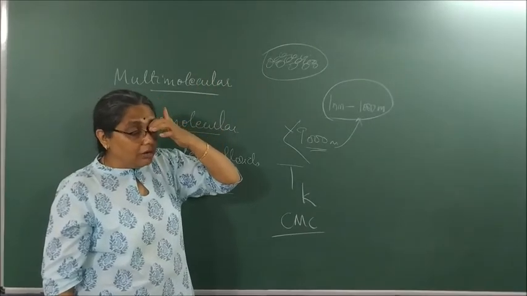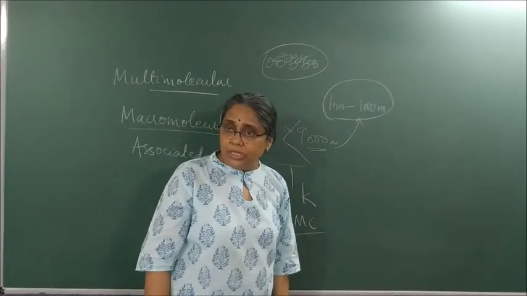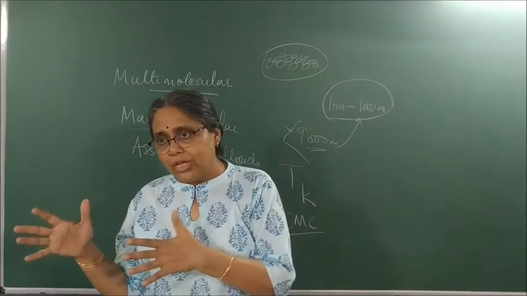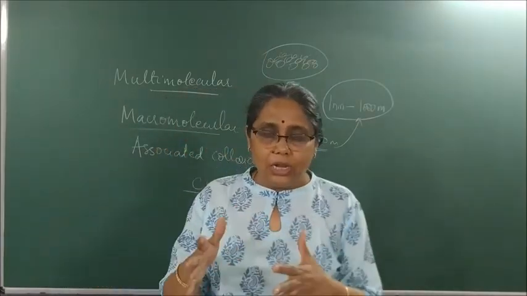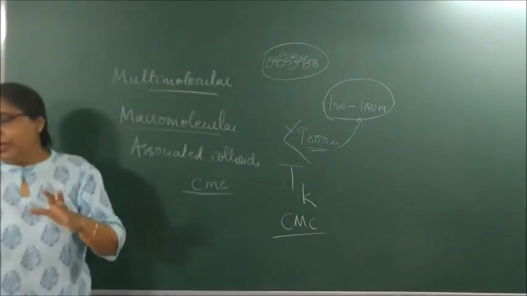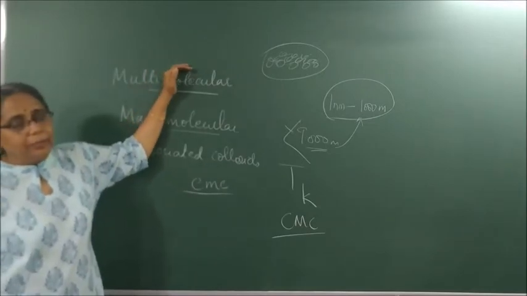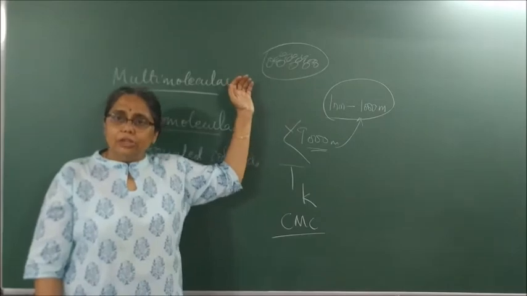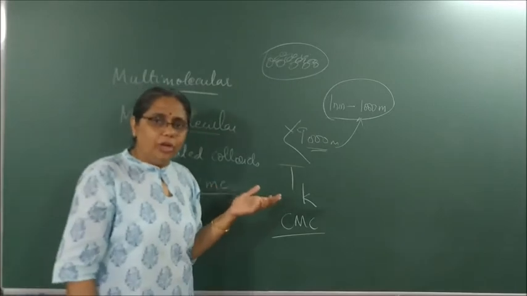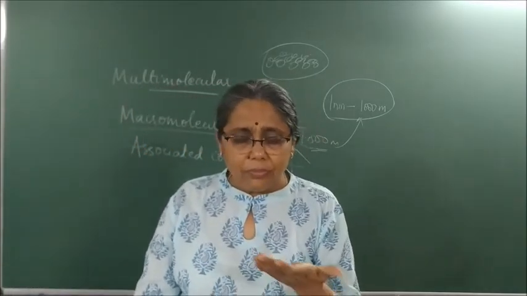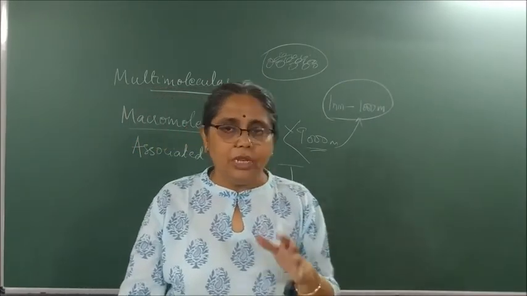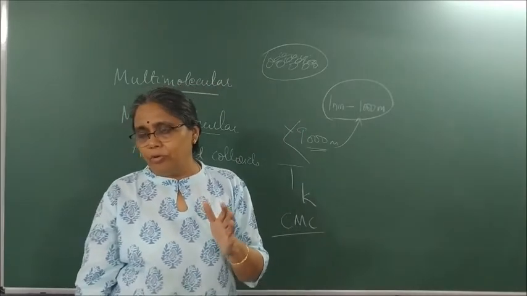Multimolecular colloids are particles which are smaller in size. They stack themselves one over the other to come to particles of a colloidal size. Example, gold sol and sulfur sol. Macromolecular colloids: macromolecules such as starch, protein, amino acids, when dissolved in water, come to the particle size of colloids. As a result of it, they are called what? Macromolecular colloids. Naturally occurring macromolecular colloids: starch, cellulose, proteins, amino acids, etc. Synthetic ones: polythene, polystyrene are examples of synthetic macromolecular colloids.